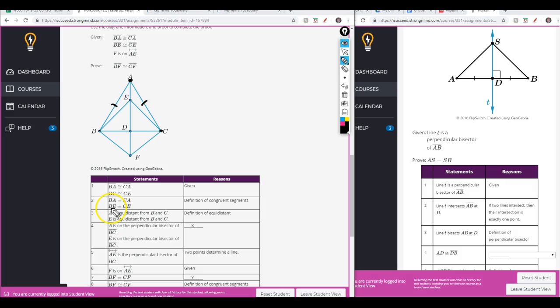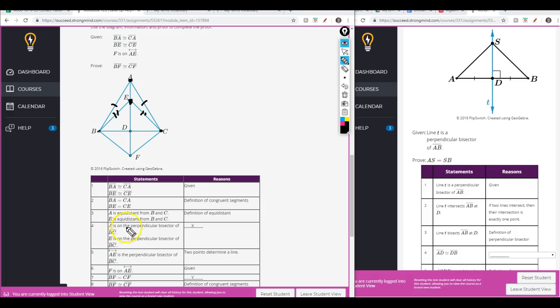And right here it says the distance of BE is equal to the distance of CE. So the distance of BE from this point to here is the same distance as point E to point C. And then in statement 3 it says E is equidistant from B and C. That means that from B to E it's the same length as from C to E. So it's the same distance away.